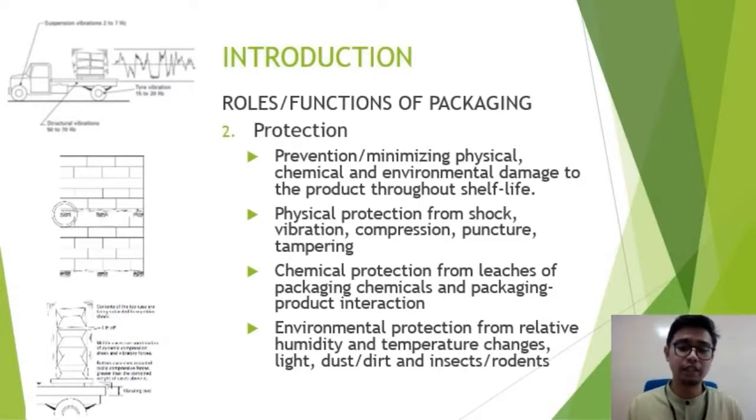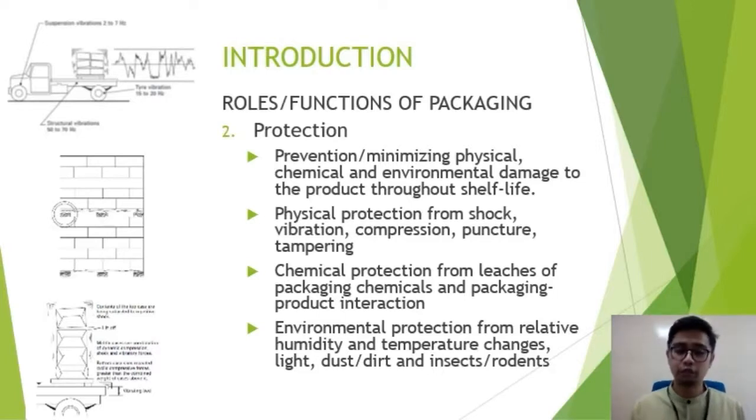Usually, physical protection is needed in the process of transportation from the factory, from the manufacturer, to the pharmacy outlet or to the end user. An example of chemical protection is protection from the leaching of packaging chemicals and packaging-product interaction. So packaging materials such as plastic should not interact or react with our product. It will affect the quality of the product and also the safety of the product.